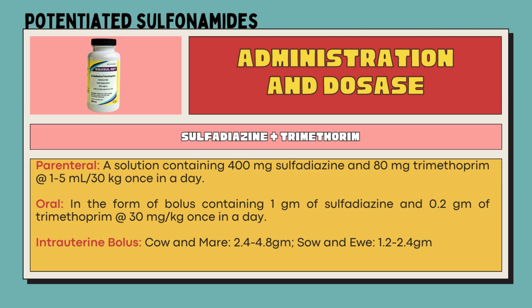Furthermore, in administration and dosage of potentiated sulfonamides, it includes sulfadiazine in combination with trimethoprim. It can be administered via parenteral, oral, or intrauterine bolus. In parenteral, a solution containing 400 mg sulfadiazine and 80 mg trimethoprim at 1 to 5 ml per 30 kilograms once in a day.